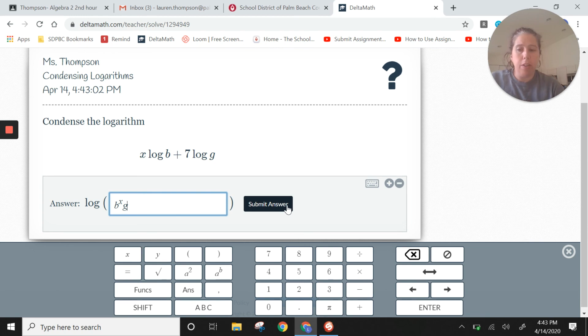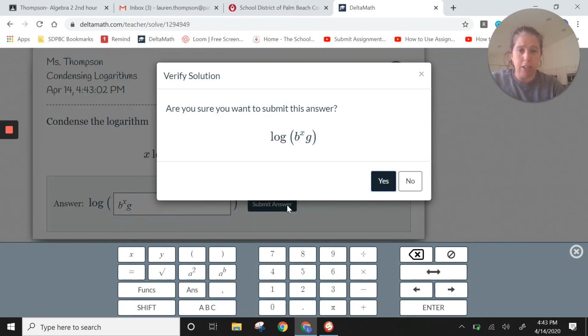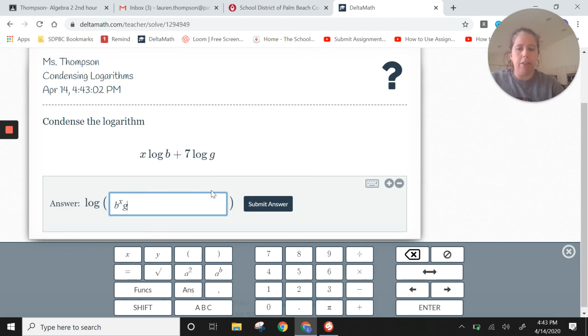Now, by the way, the caret that's above the 6, I don't want to submit that yet. The little caret thing is above the 6, so you hit shift and the 6. Some of you guys use it when you're texting me. You can actually hit that button. Oh, we don't want 6 though, we want 7. So b to the x, g to the 7th.